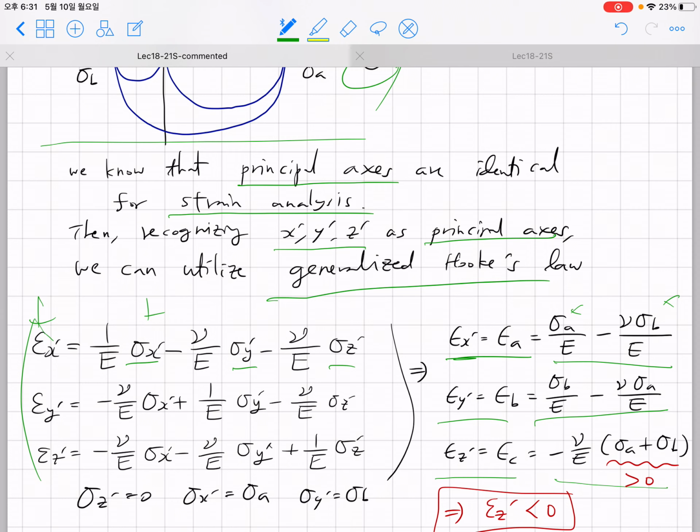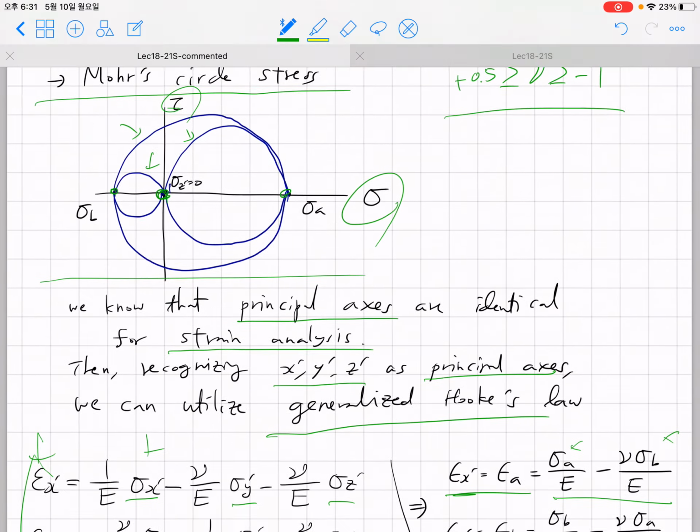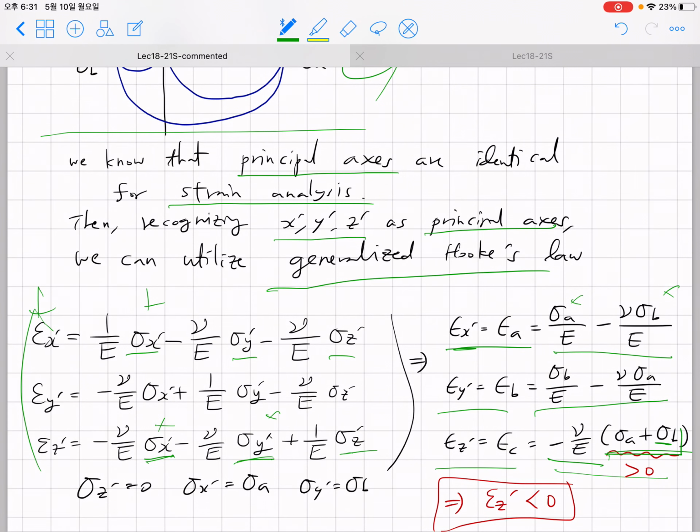Even though sigma z equals 0, you have sigma A and sigma B for sigma x prime and sigma y prime. After plugging sigma A and sigma B in these two positions, you have minus nu over E times sigma A plus sigma B. Because the absolute value of sigma A is larger than the absolute value of sigma B, and sigma B is a negative number, after summing these you still have a positive number. You have a negative sign here, and nu is larger than 0, so you have a positive number times a negative sign. Epsilon z prime, which is epsilon C, is smaller than 0 due to this negative sign. The signs of epsilon A and epsilon B have not changed.